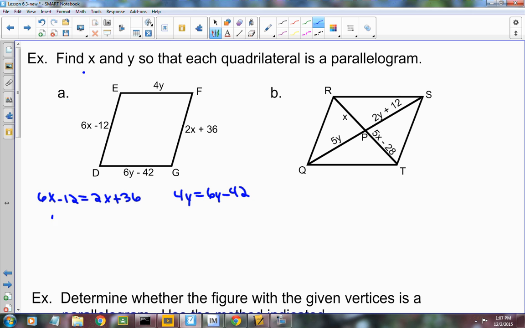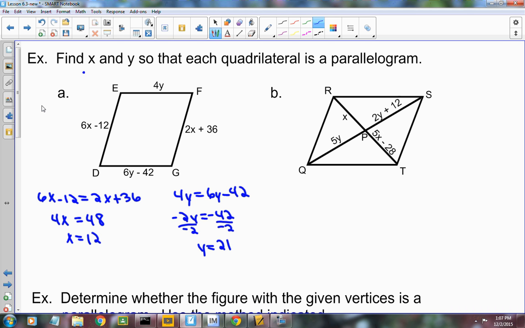So I'm going to bring the 2x over. That gives me 4x. Add 12 to both sides. That gives me 48. Divide both sides by 4, and x is going to be 12. Then I'm going to solve this one. Move the 6y over. That gives me negative 2y equals negative 42. And then I'm going to divide both sides by negative 2, and y is equal to a positive 21. So if x is 12 and y is 21, we have ourselves a parallelogram, okay?